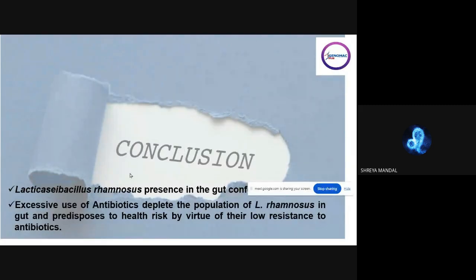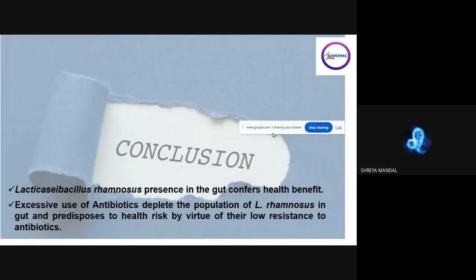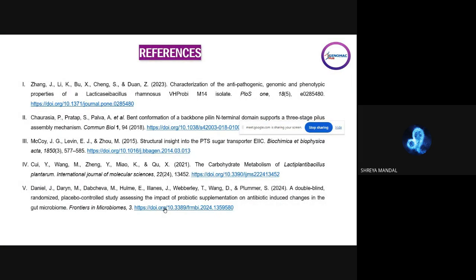So the final conclusion of our study was that L. rhamnosus presence in the gut confers health benefit, and excessive use of antibiotics depletes the population of rhamnosus and predisposes to a health risk by virtue of resistance to the antibiotics. These are the references, and thank you so much. And sorry for the inconveniences I caused.